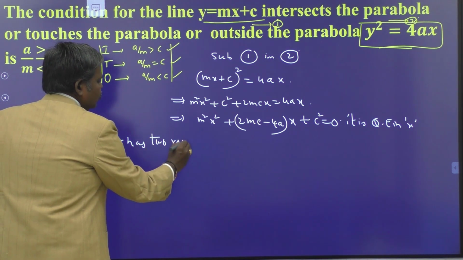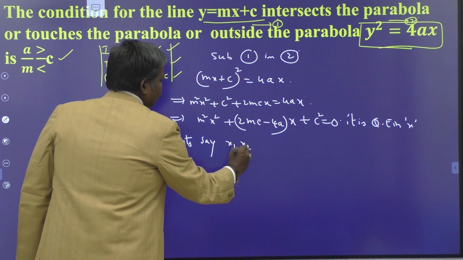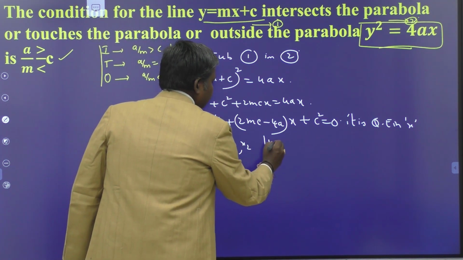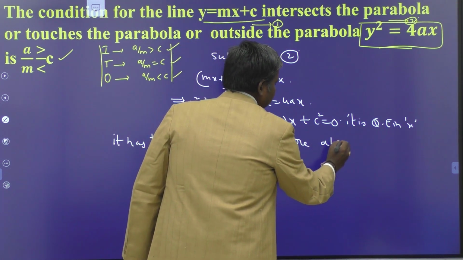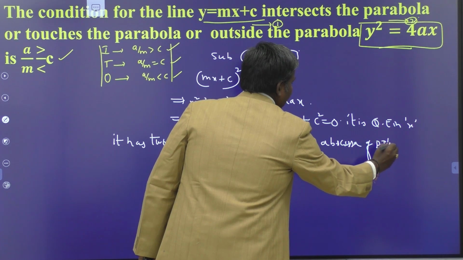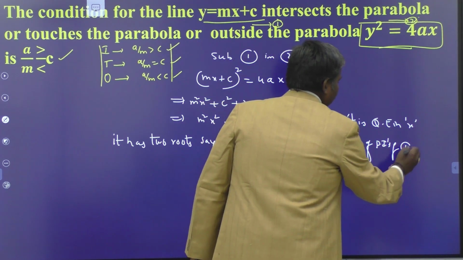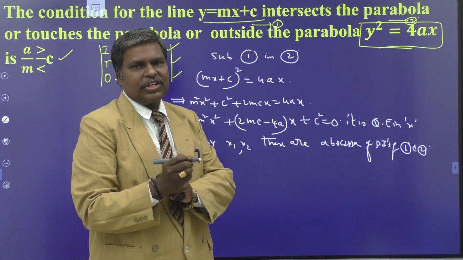It has two roots, say x1, x2. These are the abscissae of the points of intersection of 1 and 2. Therefore, these are the roots. x1, x2 are the roots.